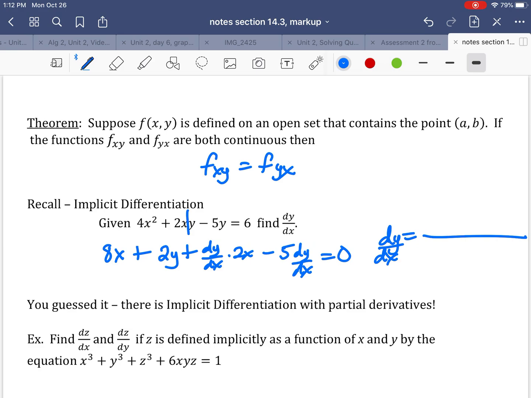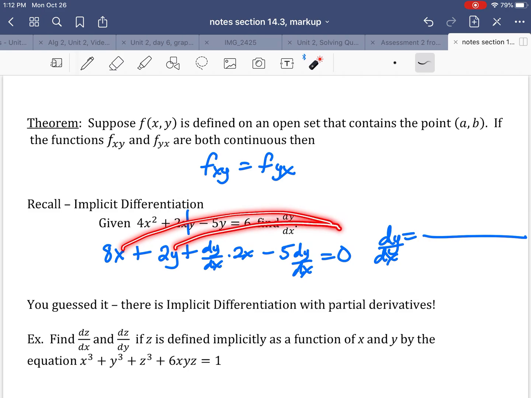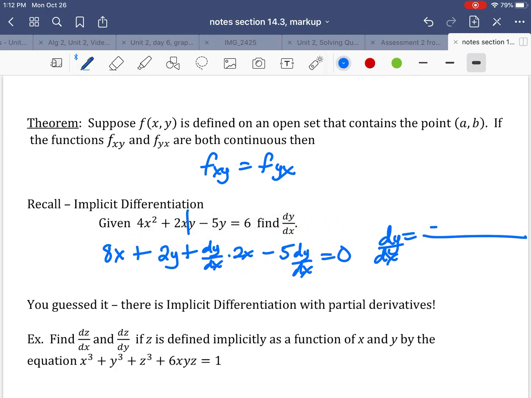Then real quick, I would solve that for dy/dx. I would get a fraction. If you can just follow along here, if I was going to solve this for dy/dx, my 8x and my 2y would come over, they would both turn negative, and then I would factor out dy/dx, and I'd have this 2x minus 5 left over. Let's just summarize that: I'd have negative 8x, negative 2y, divided by 2x minus 5. Nothing simplifies, so that's done.